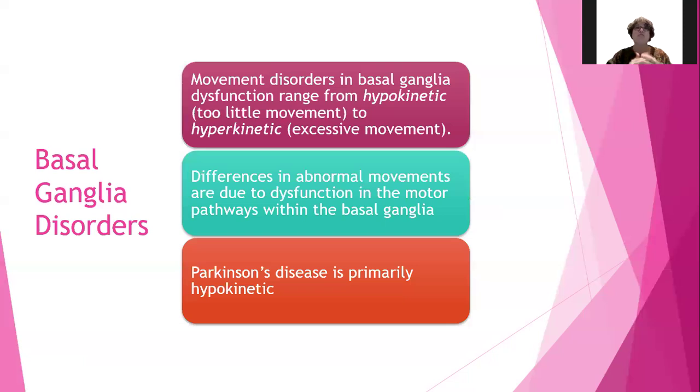So the differences in abnormal movements are due to dysfunctions in the motor pathways within the basal ganglia. Parkinson's disease is primarily hypokinetic. Huntington's disease is primarily hyperkinetic.